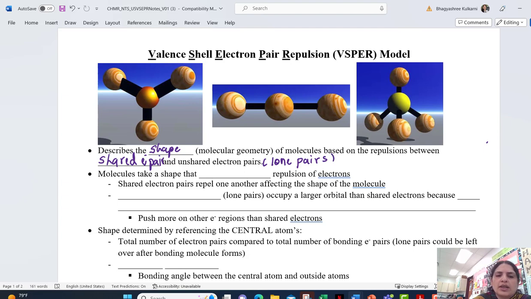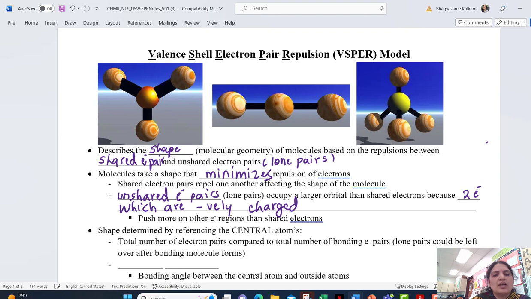The molecules take a shape that minimizes the repulsion of electrons. All electrons repel each other, so they will position in such a way that they have the least amount of repulsion. The unshared electron pairs occupy a larger space than the shared electron pairs because they have two electrons which are negatively charged. They push each other away as far as possible to maintain the least amount of repulsion.